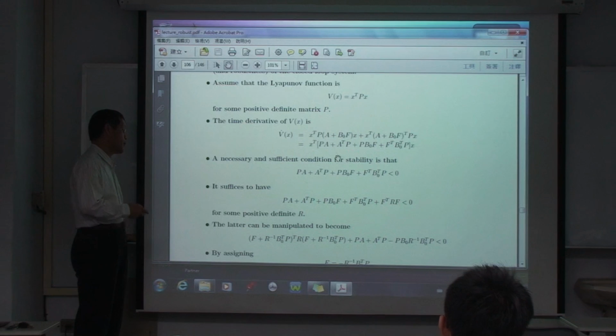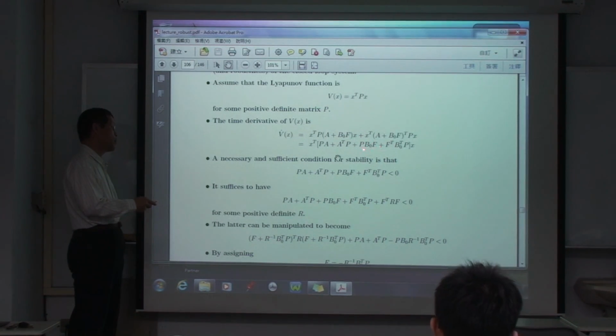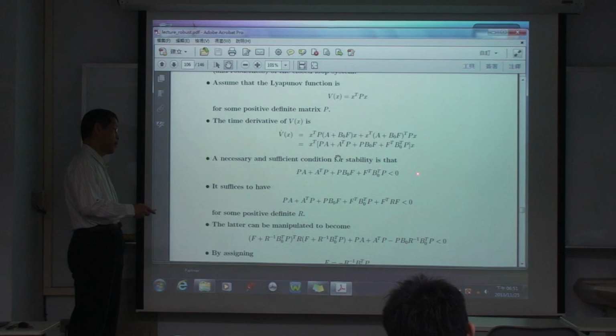Okay, so we have ended up with this kind of equation. But the problem with this is there's a coupling between P and F. So definitely you will hope that this one is less than 0, because this is the necessary and sufficient condition for stability.